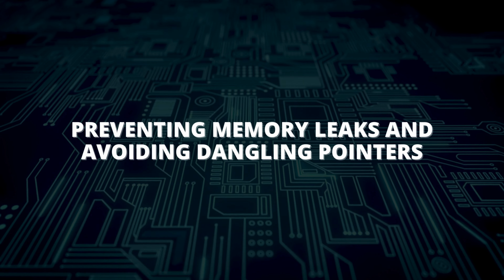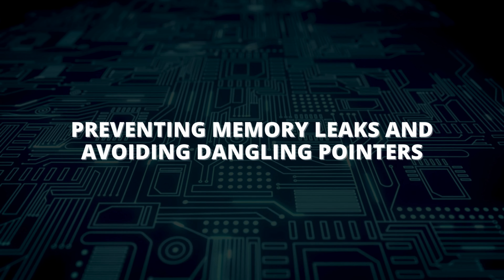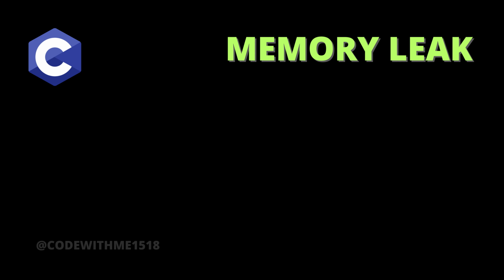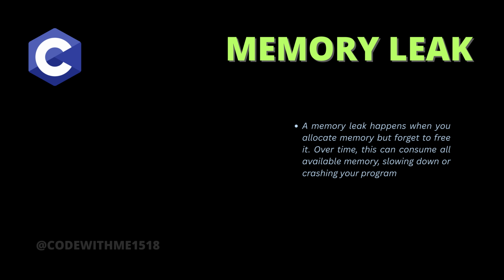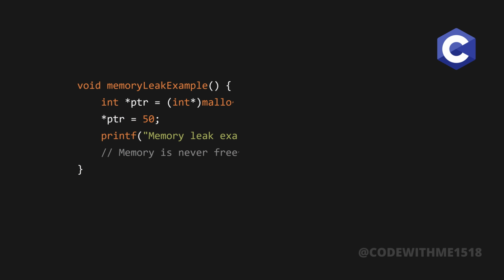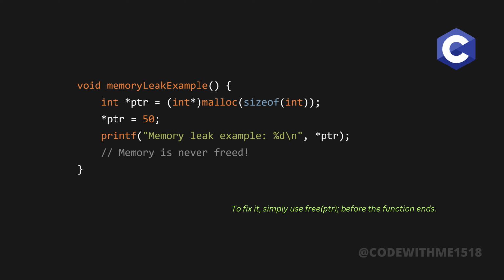Let's see how preventing memory leaks and avoiding dangling pointers can save your program from crashing. A memory leak happens when you allocate memory but forget to free it. Over time, this can consume all available memory, slowing down or crashing your program. Here's an example of a memory leak. int *ptr = malloc(sizeof(int)); *ptr = 50; printf("Memory leak example\n"); the memory is never freed. To fix it, simply use free(ptr) before the function ends.